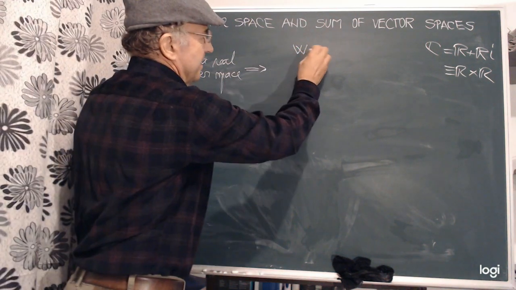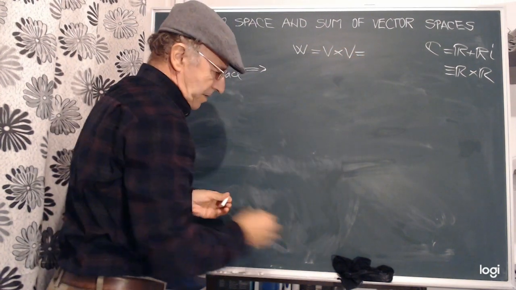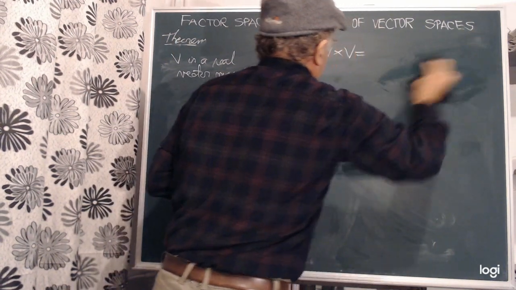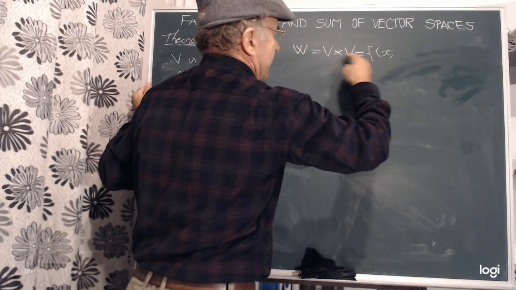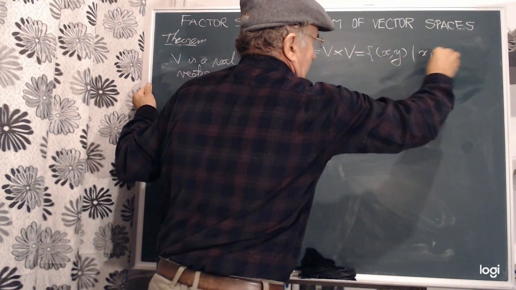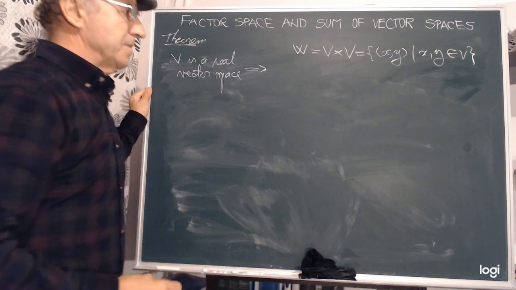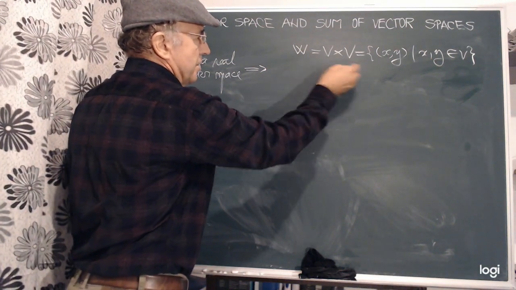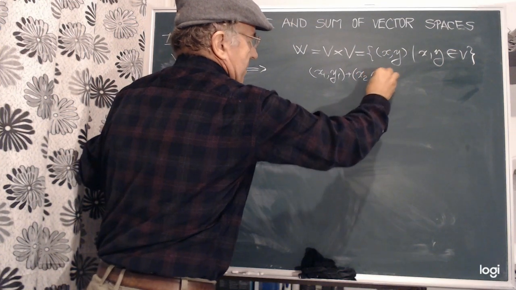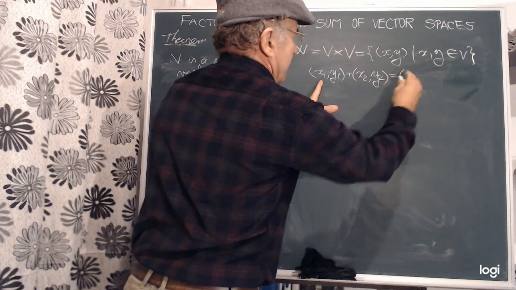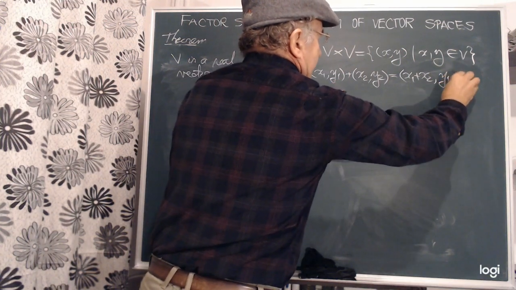The space of vectors in this case is the Cartesian product V times V. That is, an element is a pair of vectors from V. That is the set of all the pairs X, Y of vectors from V. And in order to have a vector space, we have to define the addition of two such vectors: x1, y1 plus x2, y2 equals, by components, x1 plus x2 for the first component and y1 plus y2 for the second component.